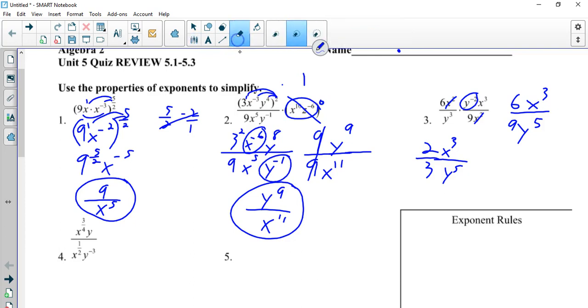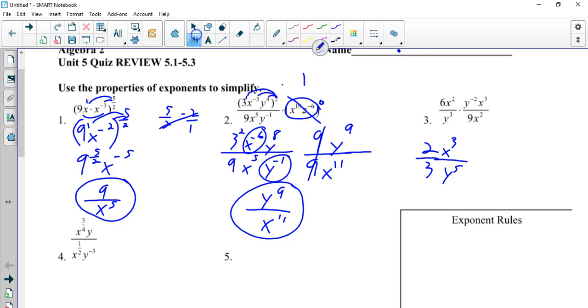Now, coming back to the beginning. If I wanted to, I could have multiplied straight across. Now when I did that, what I'm going to get is 6 on the top. X squared and x to the 3 is going to be x to the 5. And I'm just going to have that y to the negative 2 here. On the bottom, I'll have the 9, x squared, y cubed. And you can see it's going to end up being the same place.